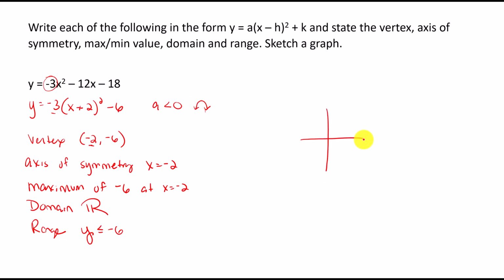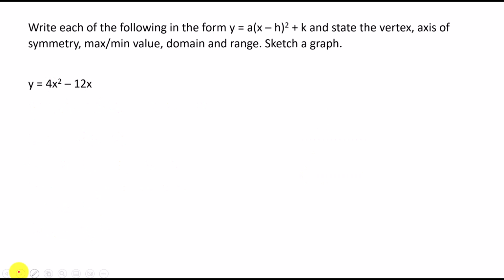Okay? Rough sketch. Basically, I have a vertex at -2, -6, so it's somewhere over here. But my graph opens down. So I do have an axis of symmetry down here, so I need to kind of make it the same width. But it's basically going to look like that. Okay? Okay, take another minute, pause the video, and try this one.